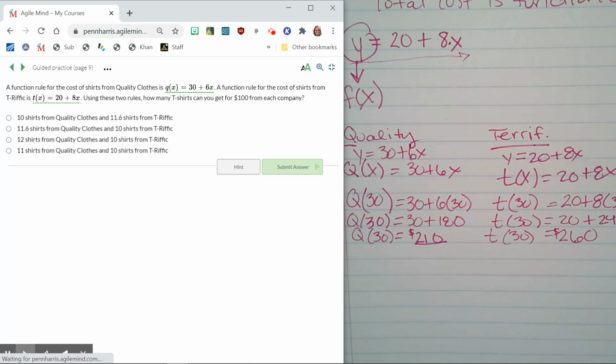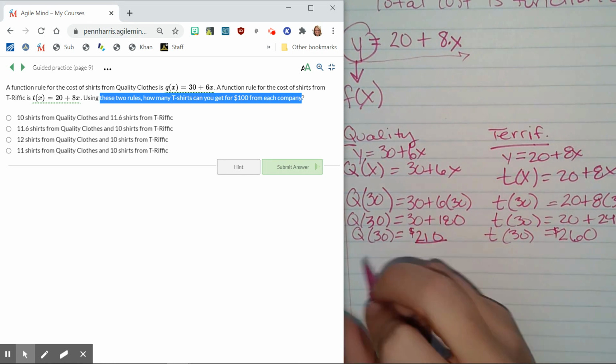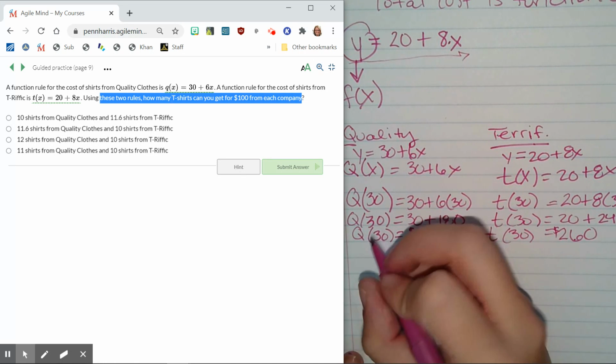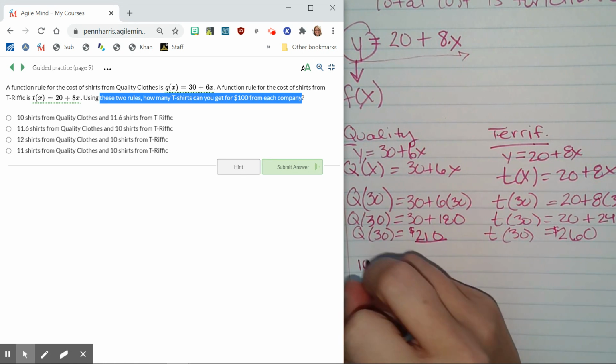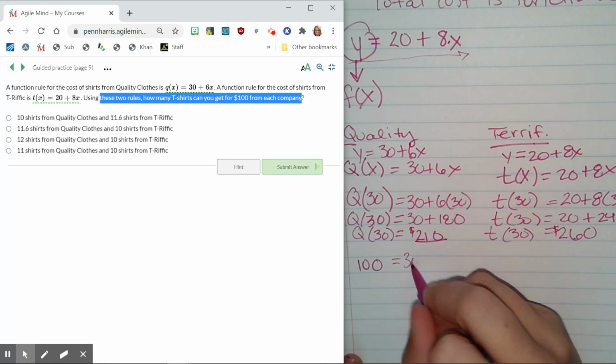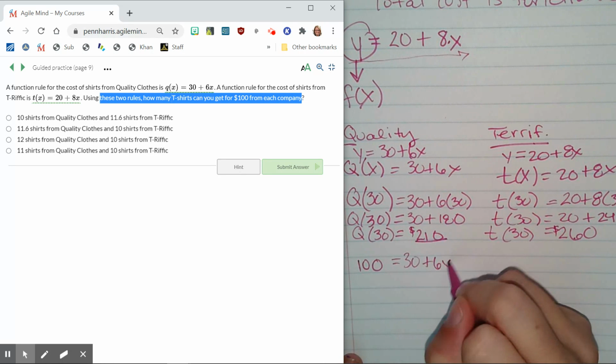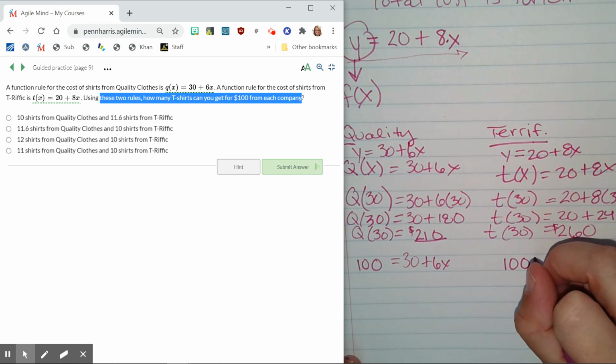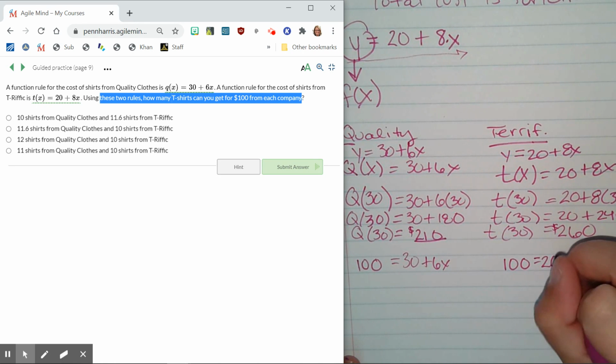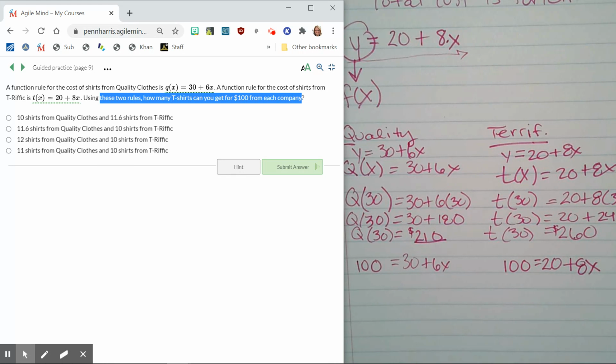Okay, and number 9 here. Now they want us to go backwards, and they say using these two rules, how many t-shirts can I get from each company if I have $100? So with that, we want to know what X is this time. We're going to say $100 equals 30 plus 6X. $100 equals 20 plus 8x. And we need to solve each of these for the x variable.